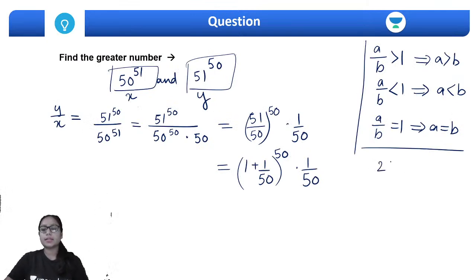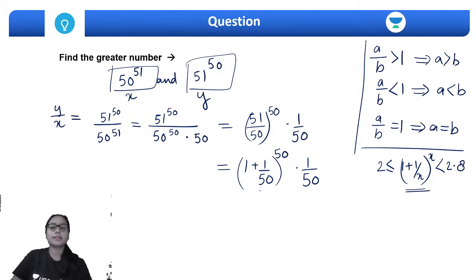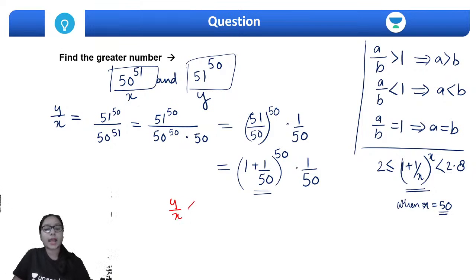Let me write the result: 2 is always less than (1 plus 1 upon x) raised to the power x, which is less than 2.8. Let us apply this. If you compare, the value of x is 50 here. Let us simplify this. Hence the value of y by x, which right now is (1 plus 1 by 50) raised to the power 50 into 1 by 50, is going to lie between 2 into 1 by 50 and 2.8 into 1 by 50.